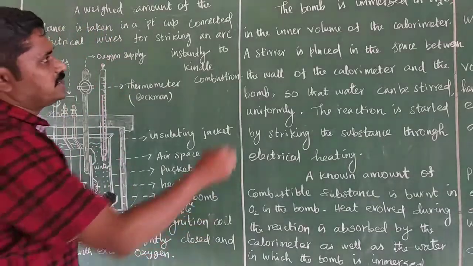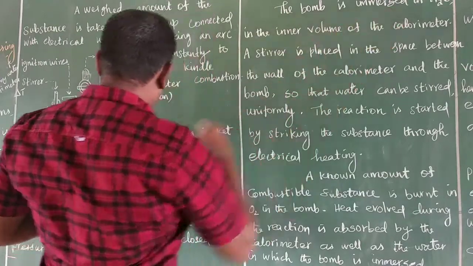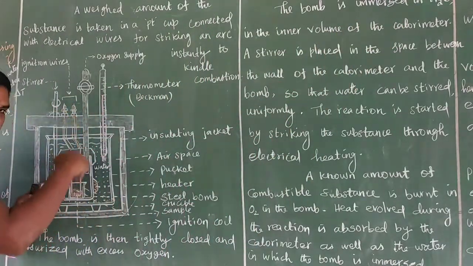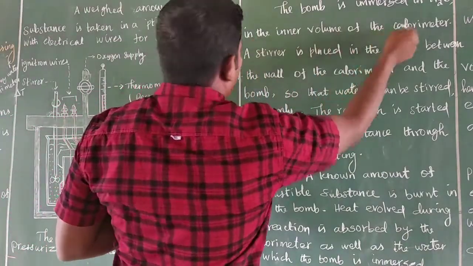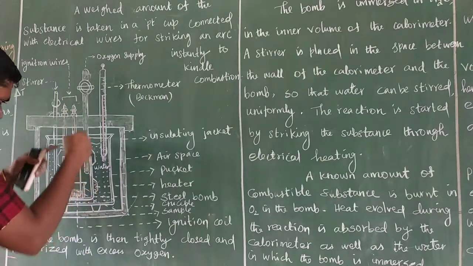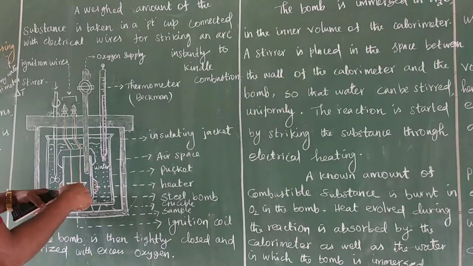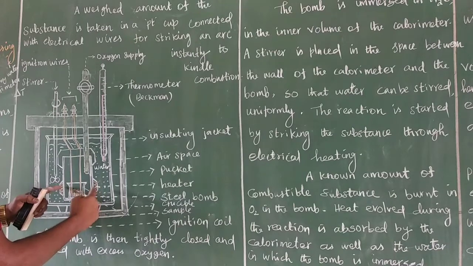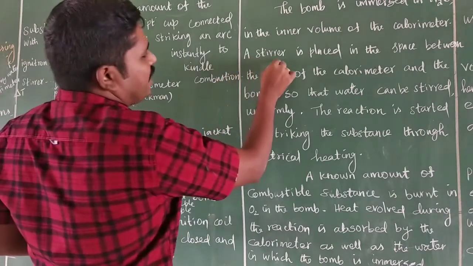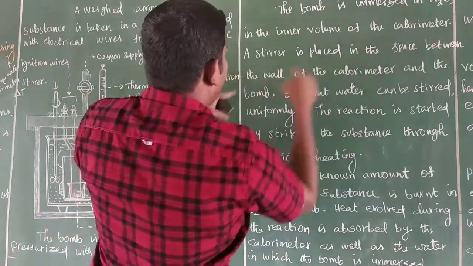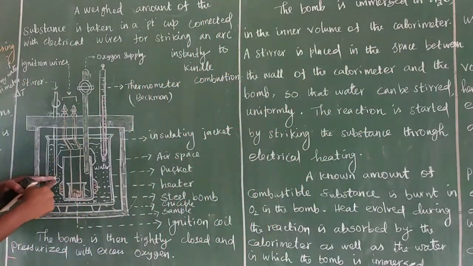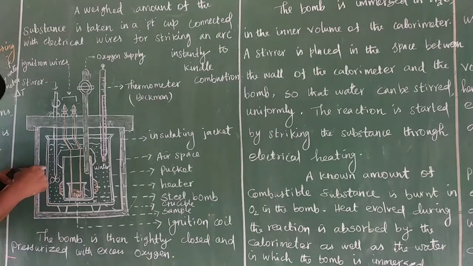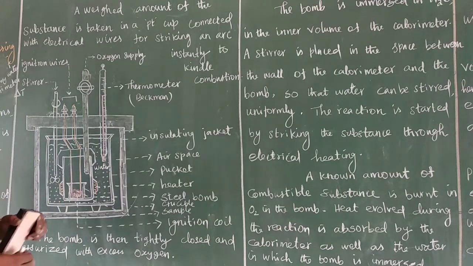Students, the bomb is immersed in water in the inner volume of the calorimeter. A stirrer is placed in the space between the wall of the calorimeter and the bomb.